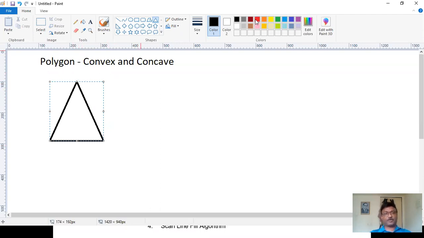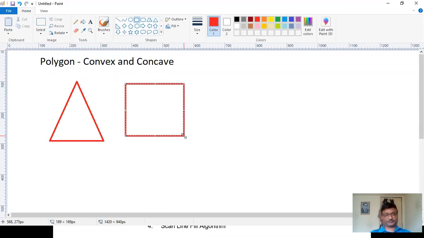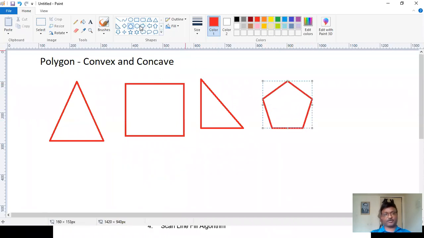Now suppose I consider another polygon, the square. This is another polygon. This is also a closed figure. So these are all closed figures that I am drawing over here. Suppose I draw the triangle again, this type, this is also a closed figure. Then come the sides, this is also a closed figure. So these are all polygons.